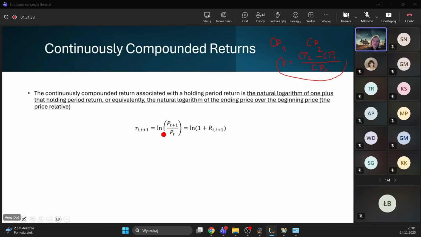This is the so-called logarithmic return. Logarithmic return is the natural logarithm of the price at the ending date over the price at the beginning. It is like the natural logarithm of 1 plus the simple rate of return. And interestingly enough, these natural logarithmic returns add up. So they are very good in making forecasts. Maybe I will show you the example.